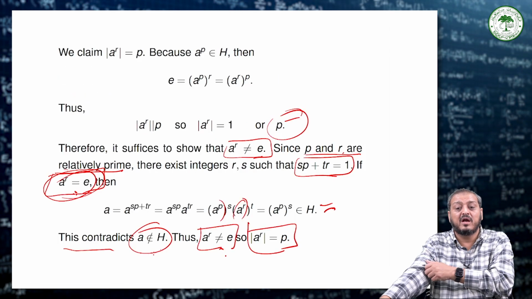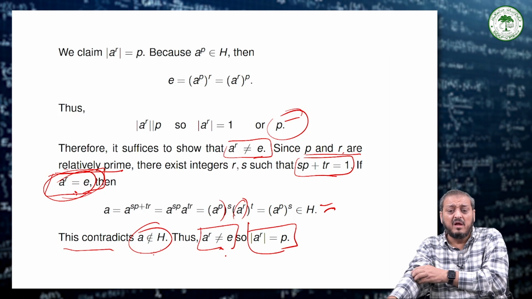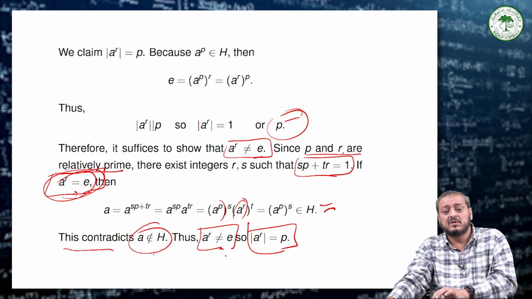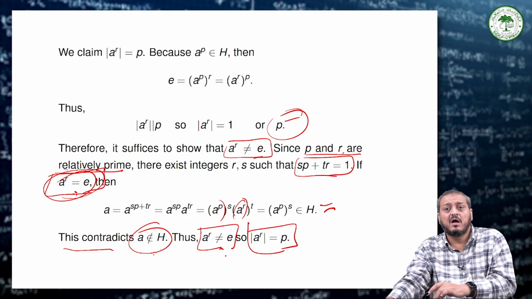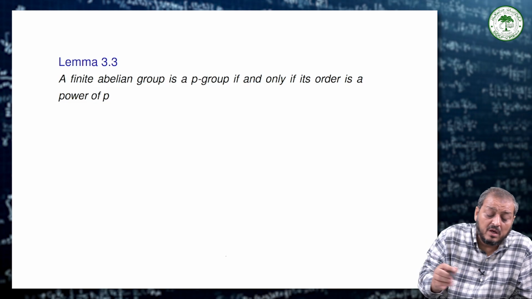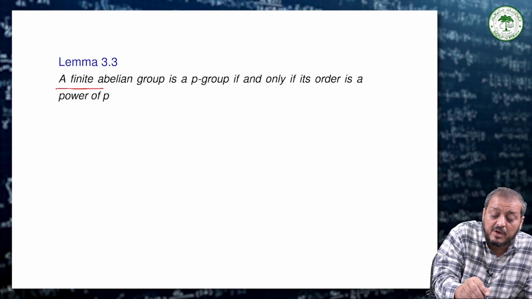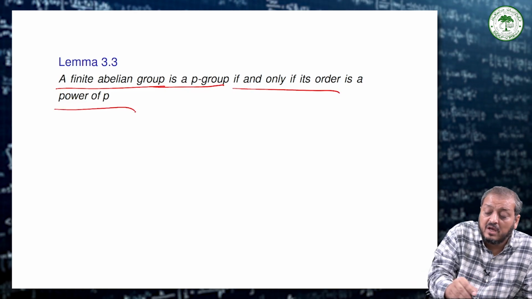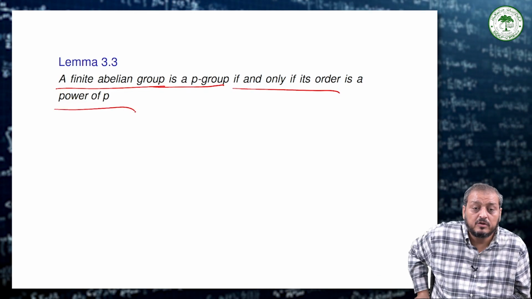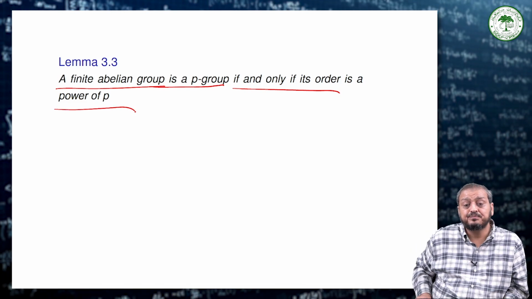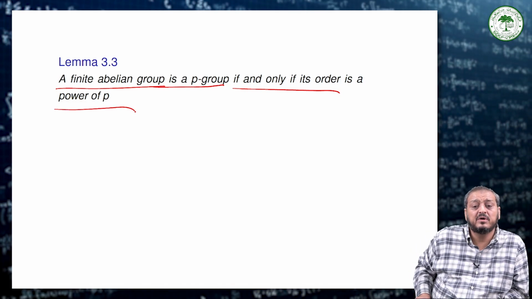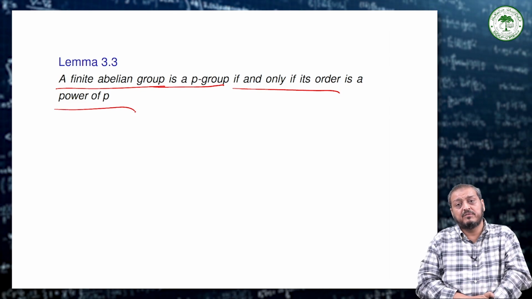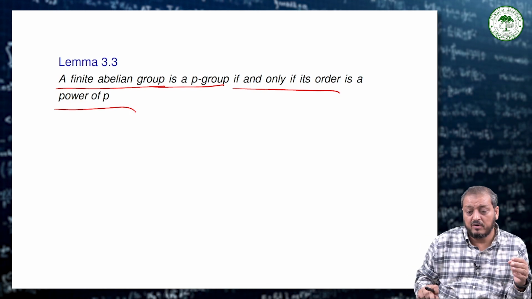We have to complete this form. Now for another result we are proving, which will be used in the proof of the finite abelian groups. Structure theorem: a finite abelian group is a P group if and only if its order is a power of P. So now we say that a finite abelian group is a P group if and only if its order is a power of P.